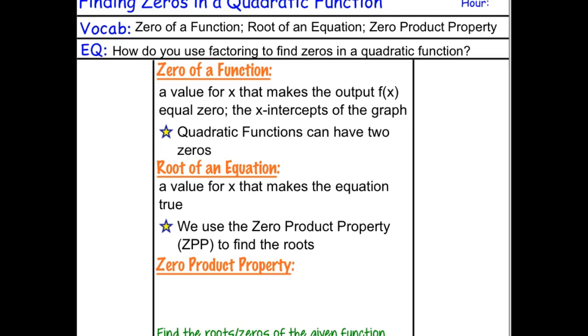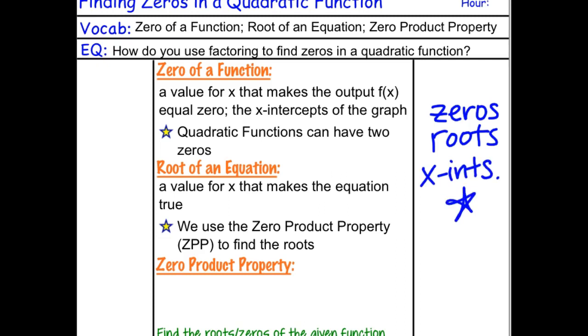So one thing that we want to stress is that if you hear us use zeros, roots, or x-intercepts, these all mean the exact same thing. So we will be using them interchangeably. Know that, because it varies from who's writing questions and who's not in terms of MCAs, ACT, etc. So you need to know that they all mean the same thing.